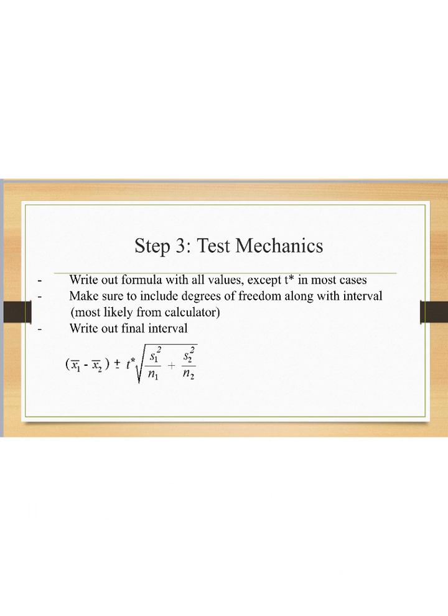Okay, moving into the actual meat of this now. So step three is the test mechanics. So one and two, one was the parameter of interest, which is that we're estimating the difference in social media usage. Two is the type and conditions. And then step three is the actual mechanics. And you can see here is our formula that we're going to use.